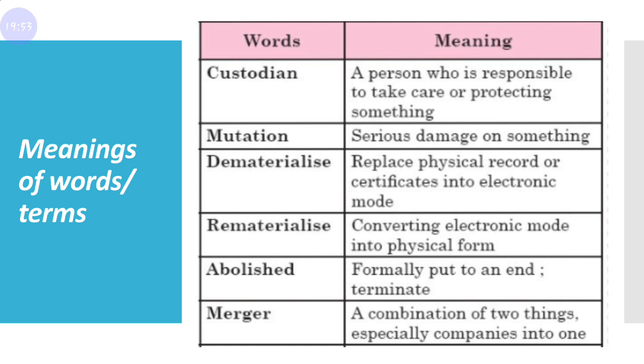Abolish, which means formally put to an end, that is termination. Merger, that is a combination of two things where the companies can merge into one. कितनी बार ऐसा होता है कि हीरो होंडा, they are two companies, अभी वो दोनों अलग हो चुकी है तो मर्ज भी किसी और के साथ वो हो सकती है. So that's nothing but the combination of two things, especially in the companies when they are coming together, they are merging into two different categories.